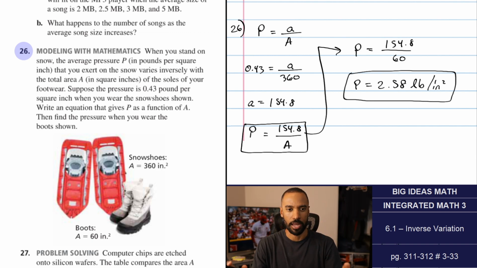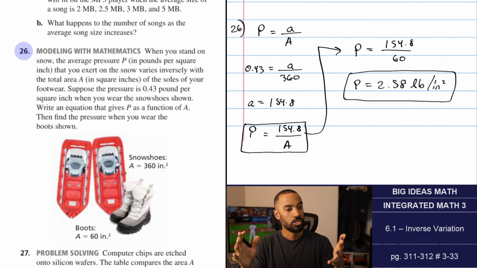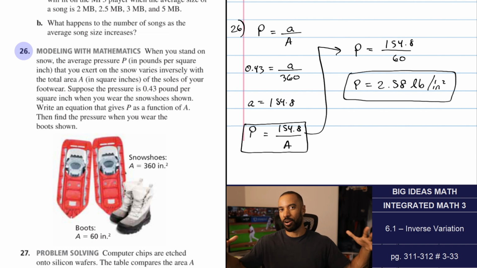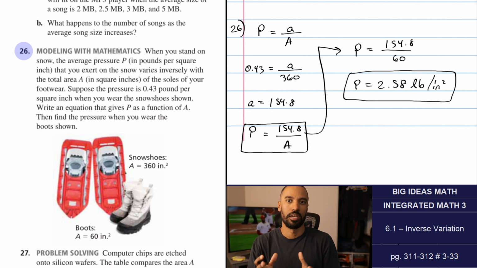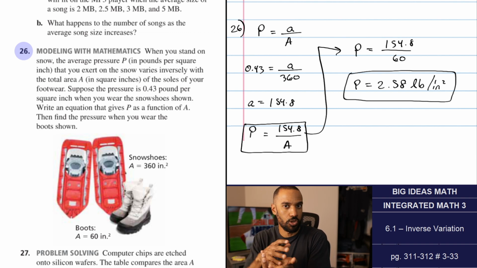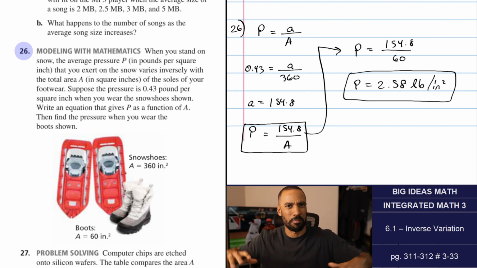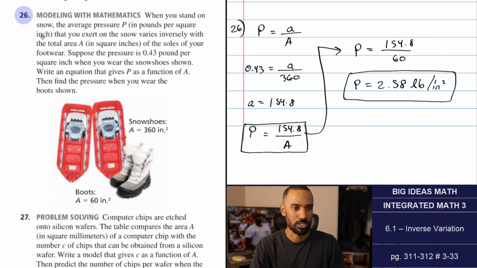I'm trying to make sense of the logic of the situation. The average pressure you can exert on the snow varies with the total area. So because there's more spread out area, you're not really getting as much crunched down. Imagine that you had just snowshoes just the size of your foot, right? You get to compress that one part a little more. So if you spread it out, it probably doesn't compress that same amount given the weight distribution, things like that. It varies inversely. I think I understand that a little bit.